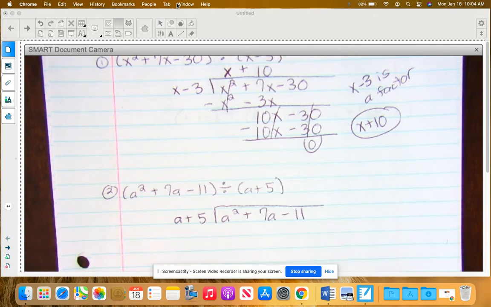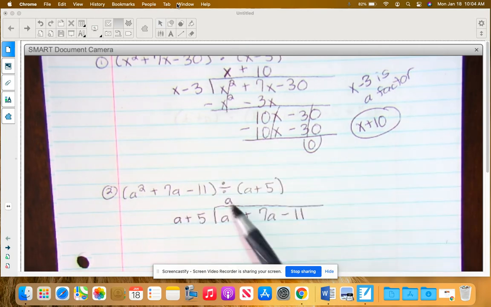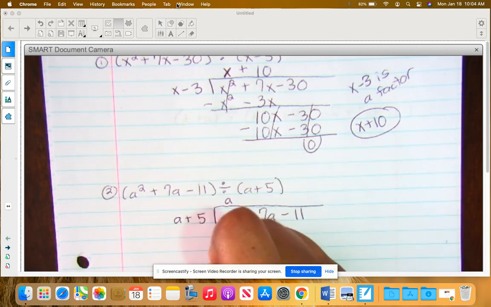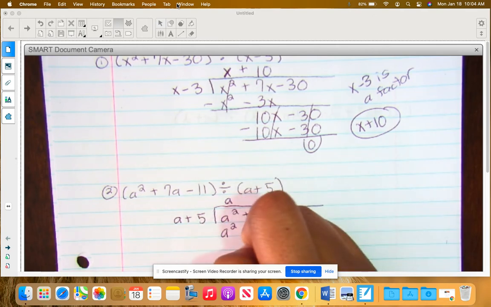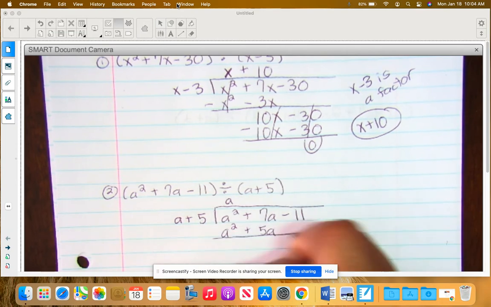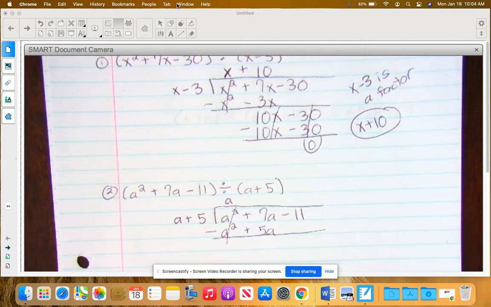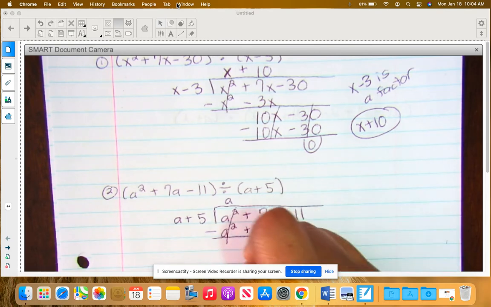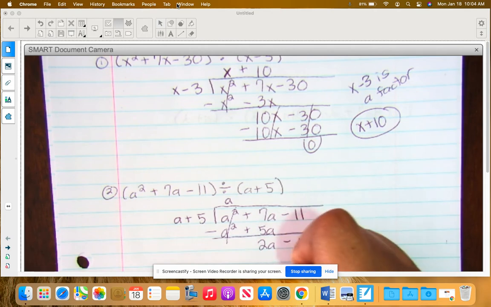So a times what gives you a squared? That's going to be a. A times a is a squared. A times 5 is 5a. Draw the line and subtract. A squared minus a squared goes away, cancels. 7a minus 5a gives us 2a. And bring this minus 11 down because we haven't touched it.